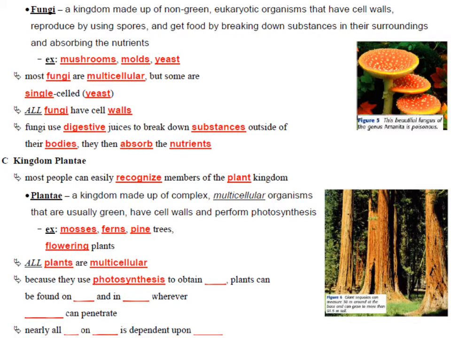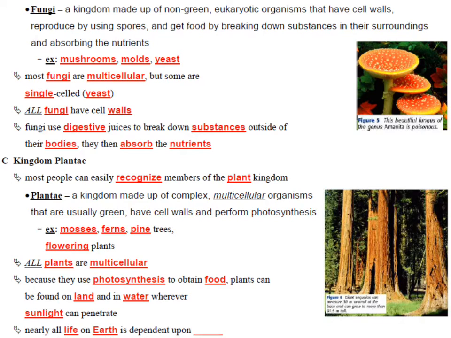Now, because plants use photosynthesis to obtain food, plants can be found on land and in water, or wherever sunlight can penetrate. So anywhere you have sunlight on Earth, you'll find plants there, because plants use that sunlight to produce food. But if you are someplace where there is no sunlight, like maybe down at the bottom of the ocean or deep down in a cave, you don't find plants in these locations because they're unable to perform photosynthesis.